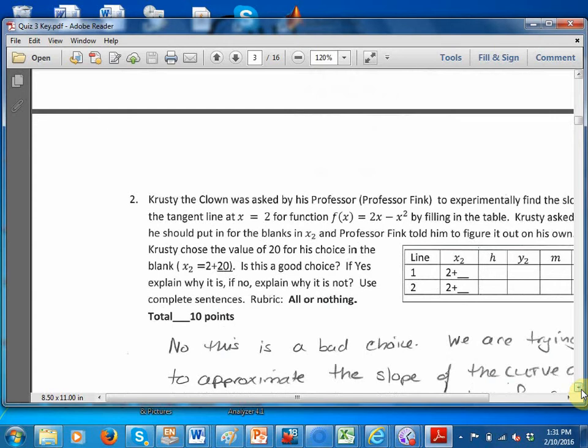This was a bad choice here, the 20, because you're trying to approximate at x equals 2. You're trying to approximate the slope at x equals 2. 20 is way out there somewhere, so it's too far away from 2. What kind of numbers would be good to plug in here instead of 2 plus 20? 2 itself won't work, right? Because that gives you only 1 point. Like 0.9, 1, 1.4, 1.9. Yeah. What about 2.1, 2.2? You want to hug around 2 because you're trying to approximate around 2. So that's the whole point.